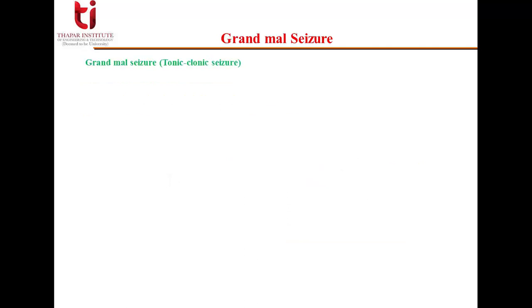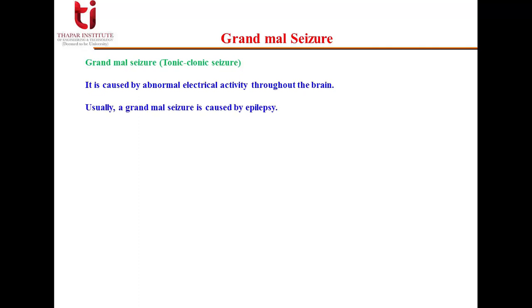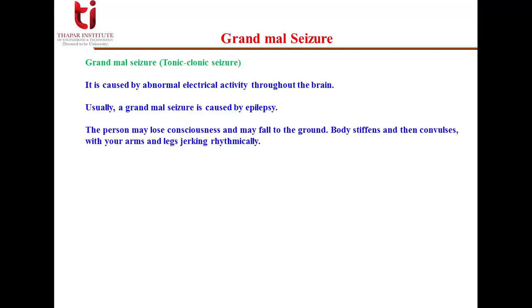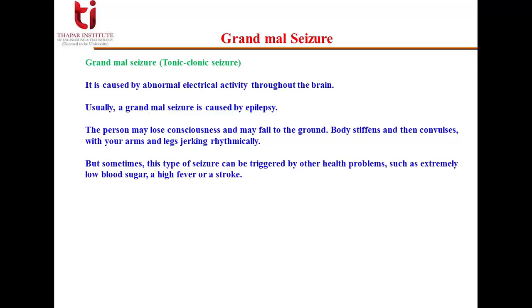Next is the grand mal seizure, which can also be referred to as tonic-clonic seizure. It is caused by abnormal activity throughout the brain. Usually a grand mal seizure is caused by epilepsy. The person may lose consciousness and may fall to the ground. The body stiffens and convulses, with arms and legs jerking rhythmically. But sometimes this type of seizure can be triggered by other health problems such as extremely low blood sugar, a high fever, or a stroke.